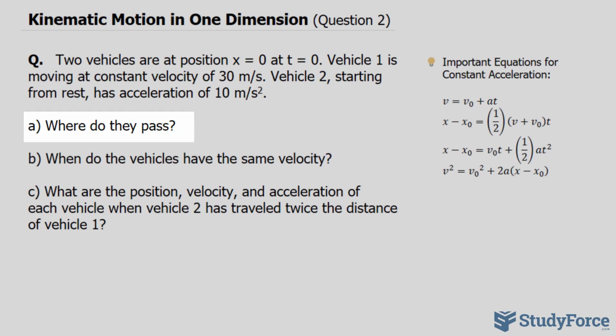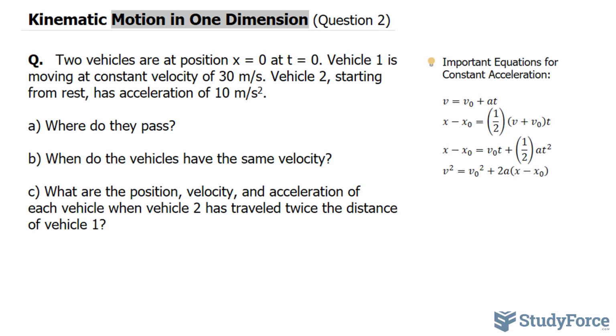Where do they pass? To answer this type of problem, we can think of this algebraically. We are looking for when the final x value is the same. So for the first car, we're told that it has a constant velocity of 30 meters per second. And by multiplying the velocity by the time, you actually get the position. So let me just write that down, that the position of the first vehicle is x equals the velocity times the time. So v times t.